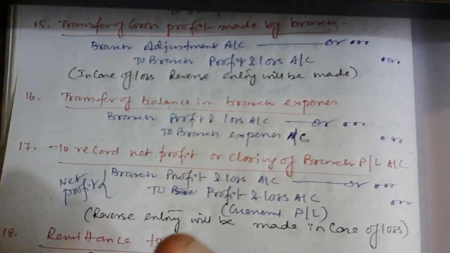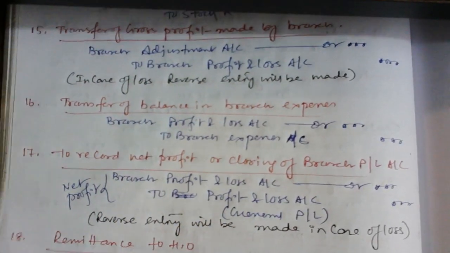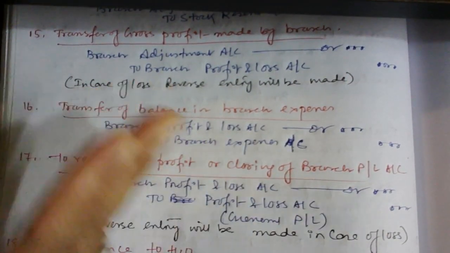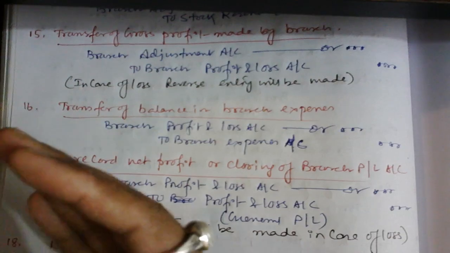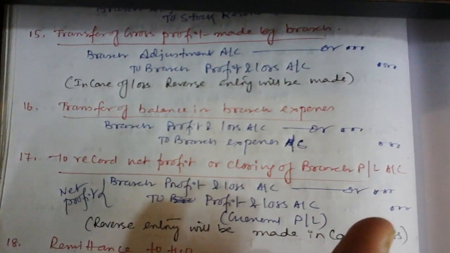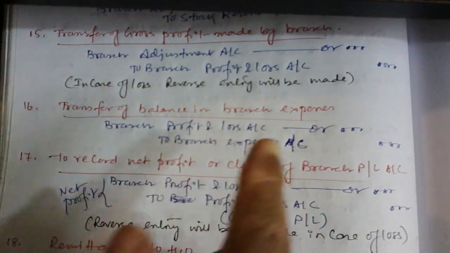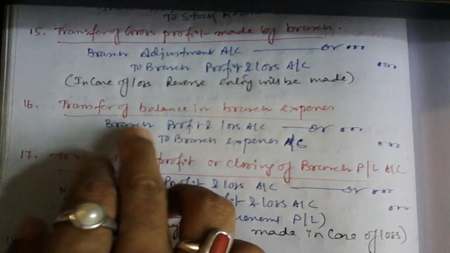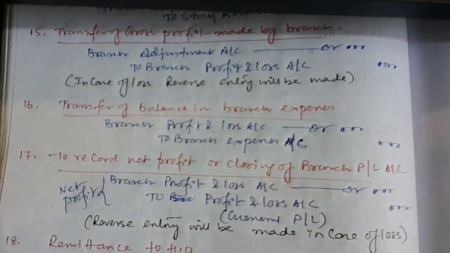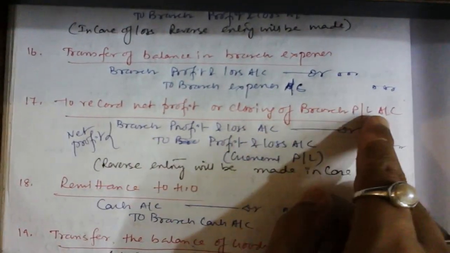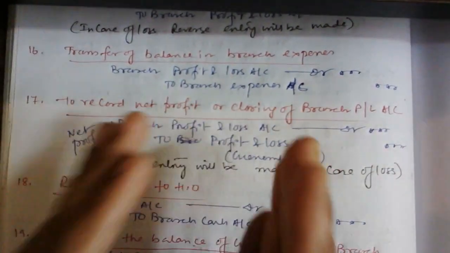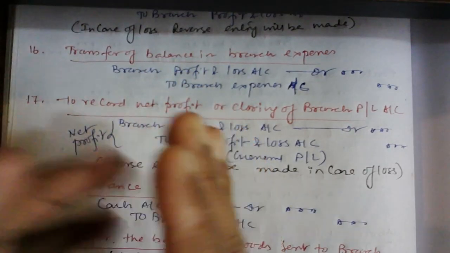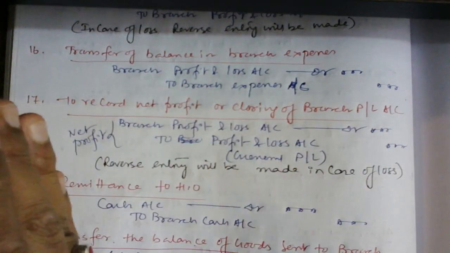Now, transfer of balance in branch expense. Whatever branch expense we need to transfer, when expense is transferred, expense is credited, because expenses are mainly debited, but when transferred to branch PL, expense will be credited and branch PL should be debited, because it's a nominal account. So when all the expenses are transferred, the particular account should be credited. To record net profit or closing balance, branch PL account debit to PL. We generally know that profit and loss account is debited to capital, but in that case our branch PL account is debited to profit and loss, which is nothing but the net profit.